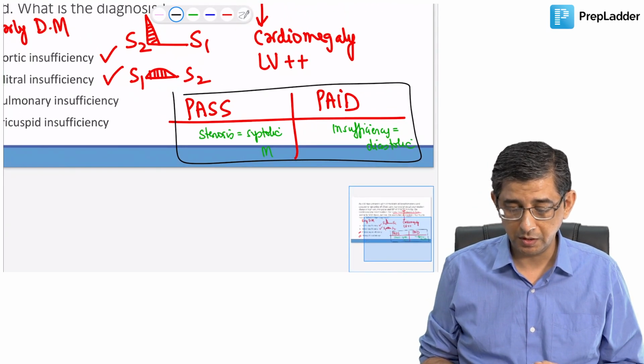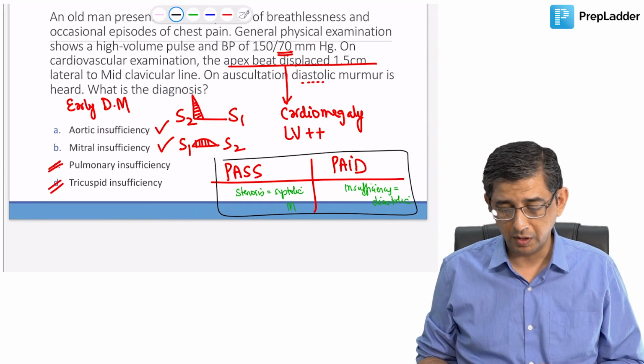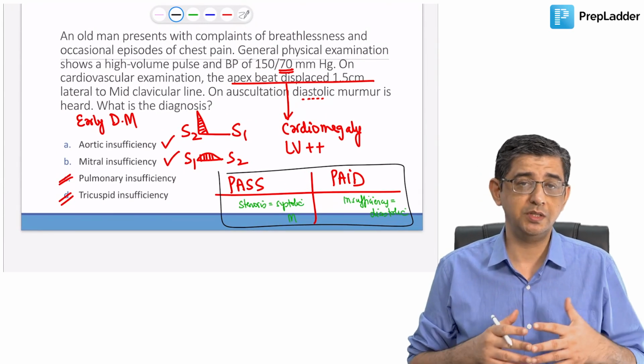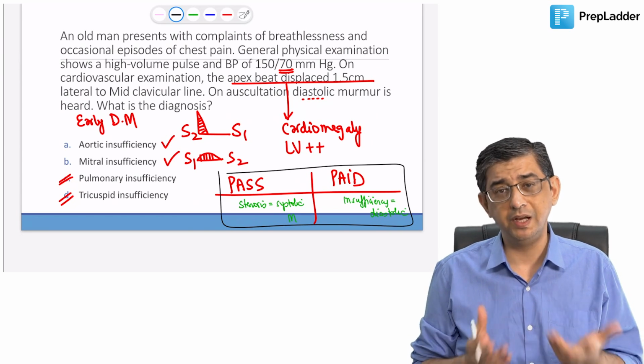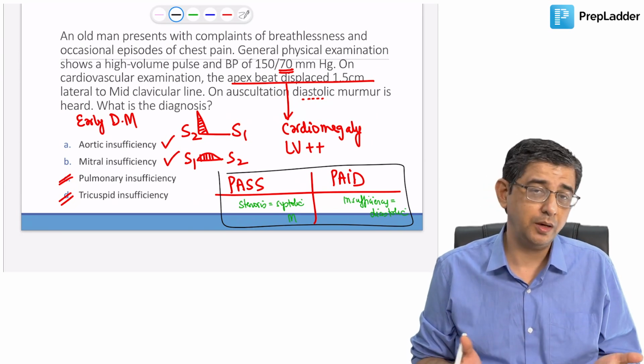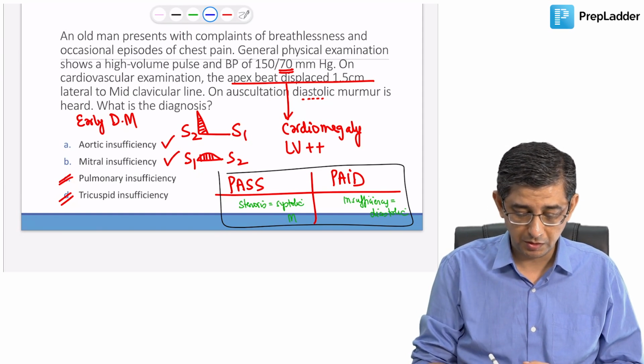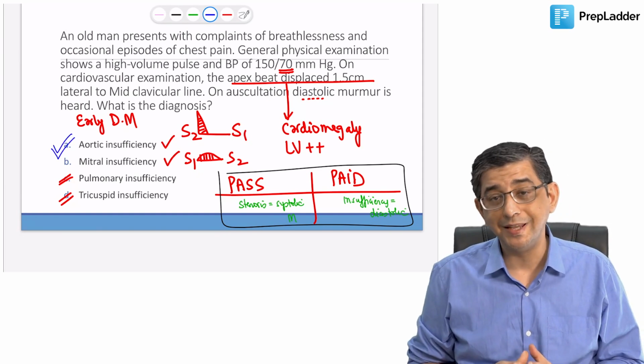So I personally feel that these two questions were a little difficult, because normally students tend to skip the topic of murmurs, but as I've highlighted, it is high yield, so what's the harm? I mean, just spend 1 hour on it. The answer to this multiple choice question is option A, aortic insufficiency.